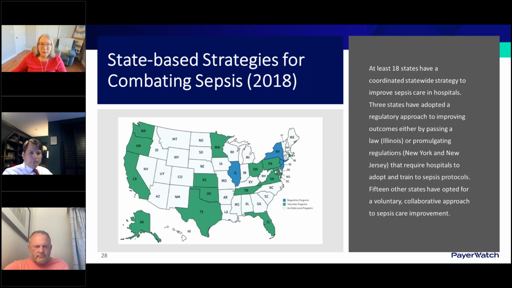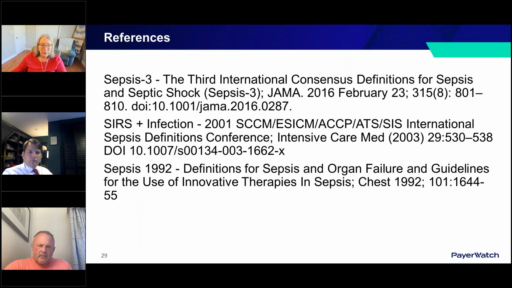And then this comes from one of the articles that I just cited. It shows the states that have regulatory programs, New York and Illinois. The ones that have voluntary programs are the ones in green. The ones in white have no state level programs. So you can kind of see how you're doing in your state. Here are some references to the various sepsis diagnoses.